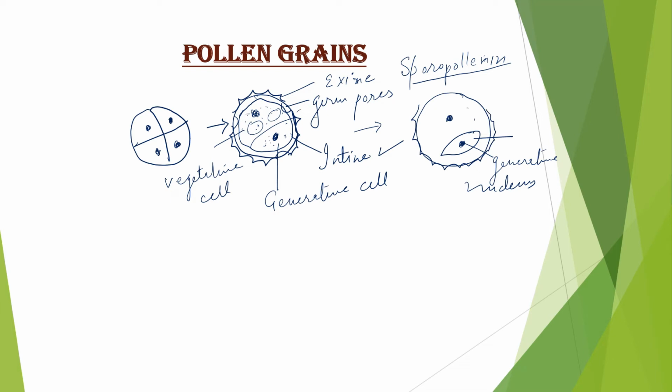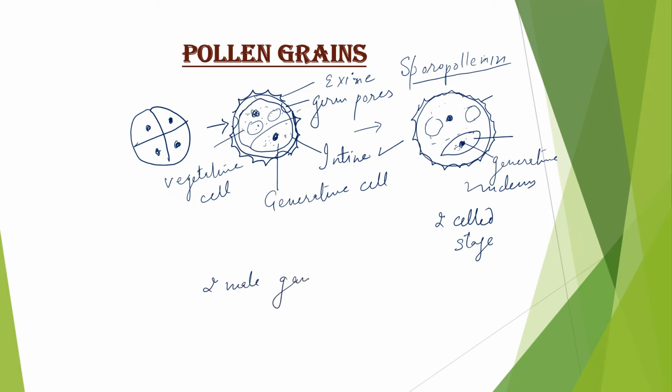Exine and some vacuoles. This is the final structure of the pollen grain when it is released at the two-celled stage. Okay, here in this pollen grain, the generative nucleus is going to divide and produce two male gametes.